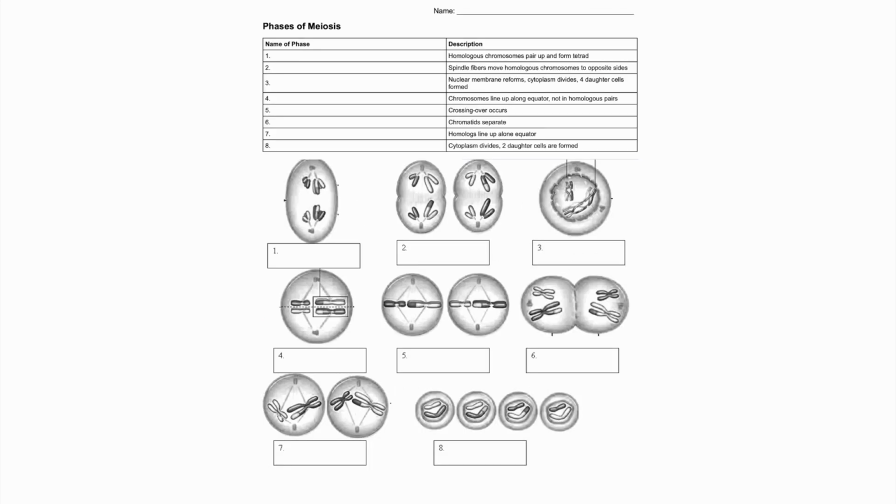All right, now for your other page. When you're naming these phases, you can look at these pictures, or you can use your prior knowledge about the cell cycle. Homologous chromosomes pair up and form a tetrad. Whenever you have these cells pairing up, forming this quote unquote tetrad, that's basically just them lining up in the middle. So you could put metaphase.